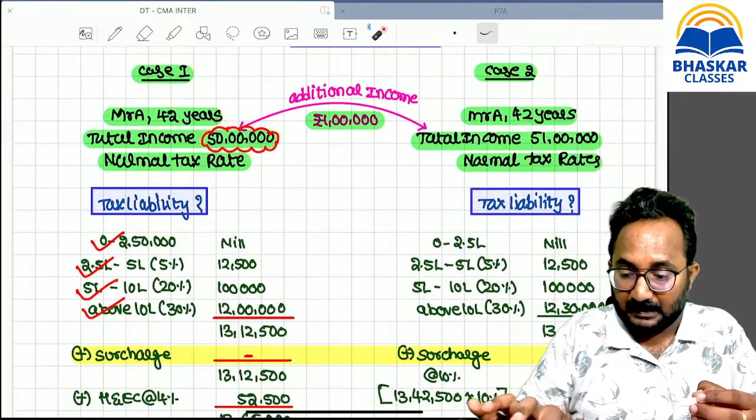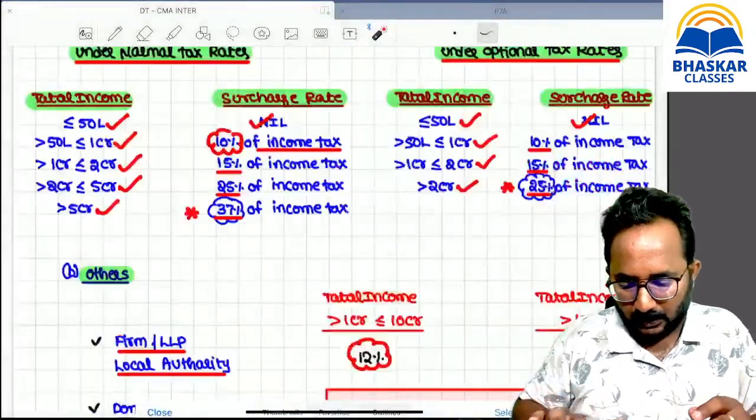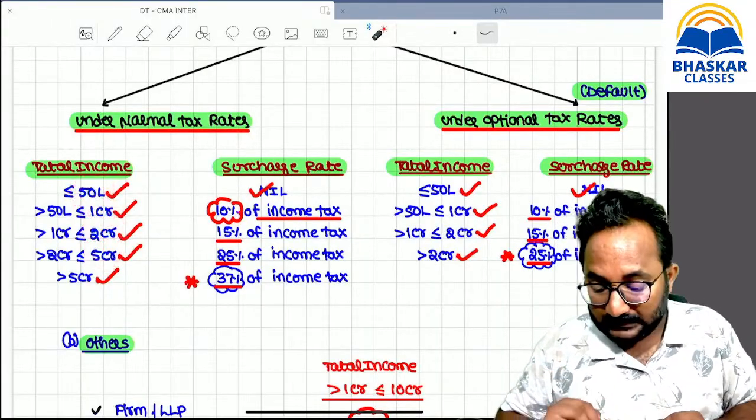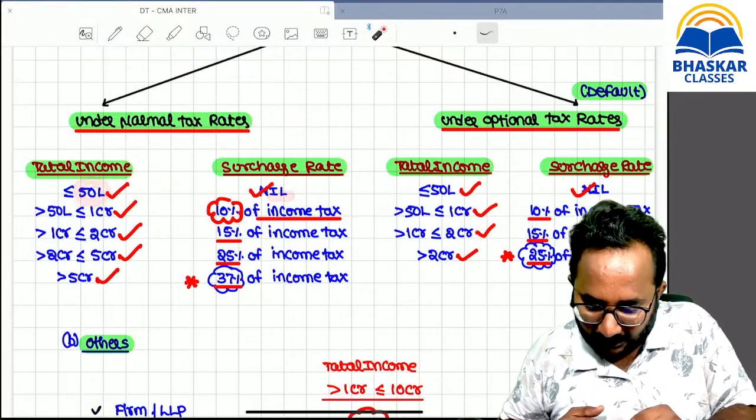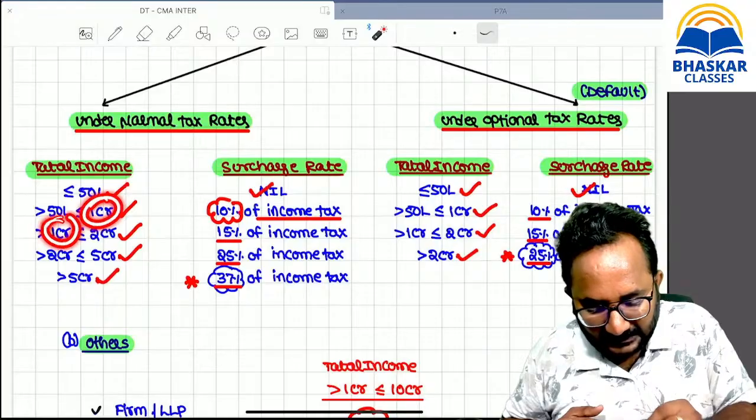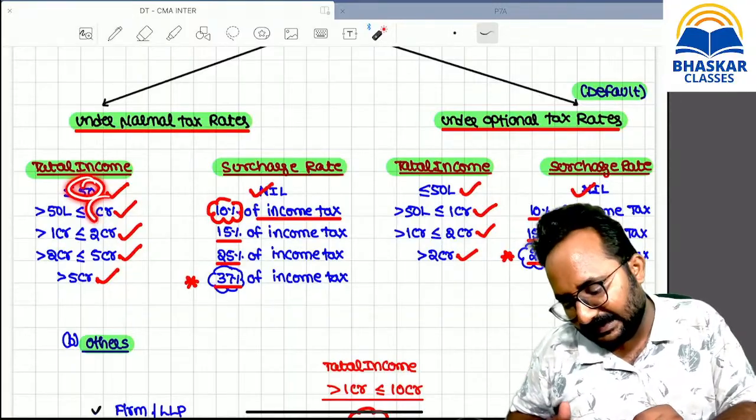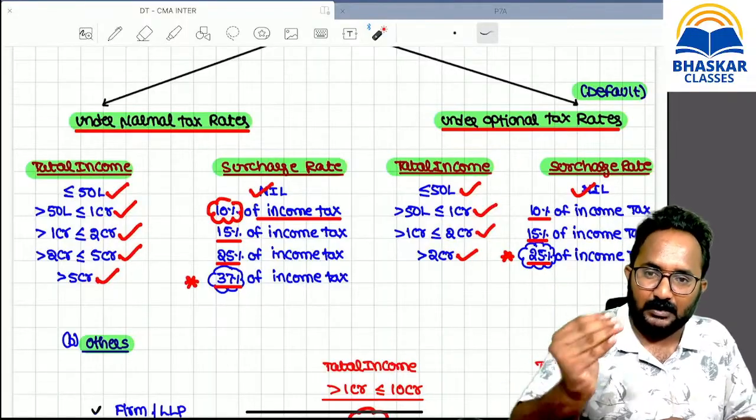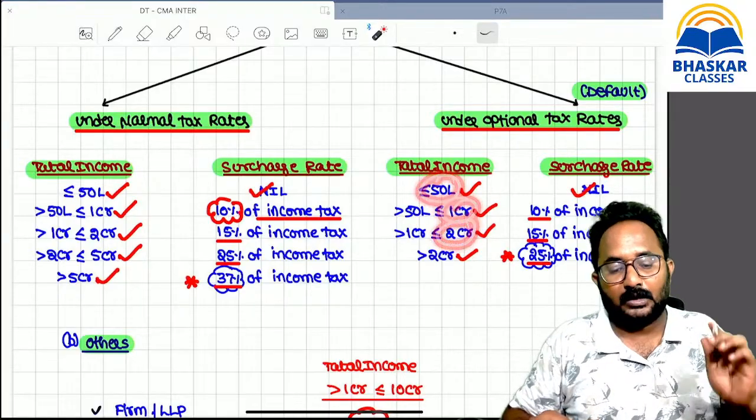What do you mean by the basic limit for surcharge? I will tell you. Here, 50 lakh is a basic limit. 1 crore is a basic limit. 2 crore, 5 crore. Why do I call it a basic limit? At this limit there is no surcharge, but over and above it, definitely 10%. If 1 crore is exceeded, it increases. If 2 crores is exceeded, it increases also. That's why I call these limits the basic limits for the surcharge. So 50 lakh, 1 crore, 2 crore, 5 crore.